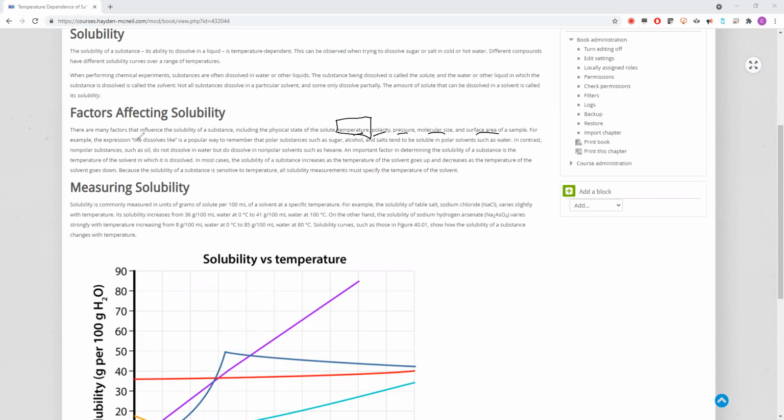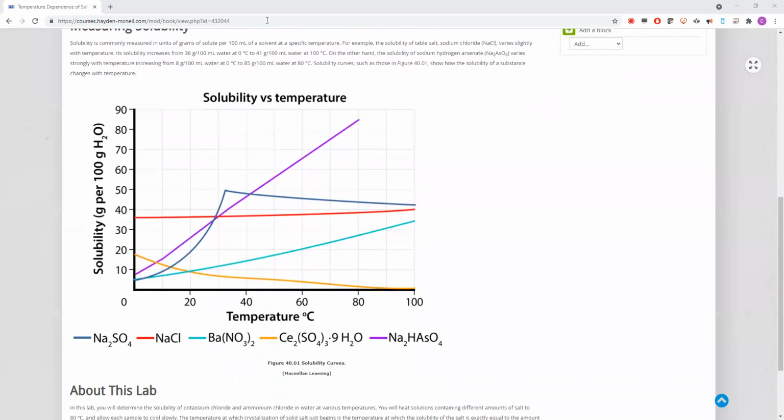Polarity is big. The expression "like dissolves like" is thrown around all the time. That just means polar substances will dissolve polar substances. Nonpolar will dissolve nonpolar. And you can't mix a polar and a nonpolar substance. Examples being water and oil. Those do not mix, so they are not soluble in each other. And what we're going to do in today's simulation is look at how temperature can affect salt solubility.